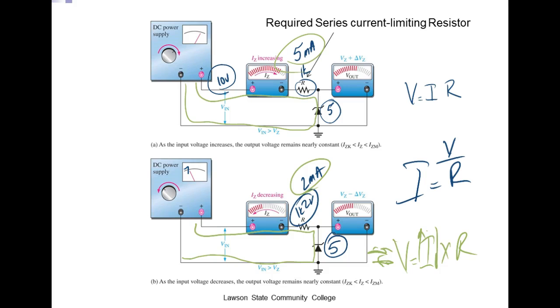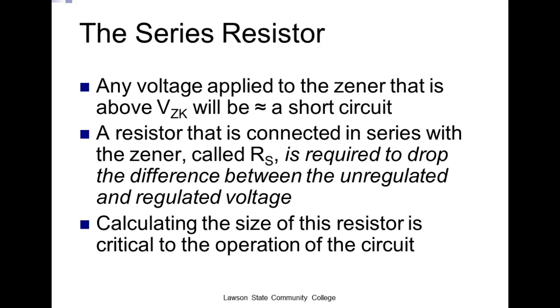If we get it below IZK, it's going to drop below 5 volts. It's not going to have enough voltage to regulate, right? You understand? Now it's going to vary like crazy. If we get it above IZM, what's it going to do? Good chance it's going to burn up. Any voltage applied to the Zener that is above the knee voltage will be considered a short circuit. So if I let this break over and I did not have that resistor in series with it, the Zener would be gone just like that.